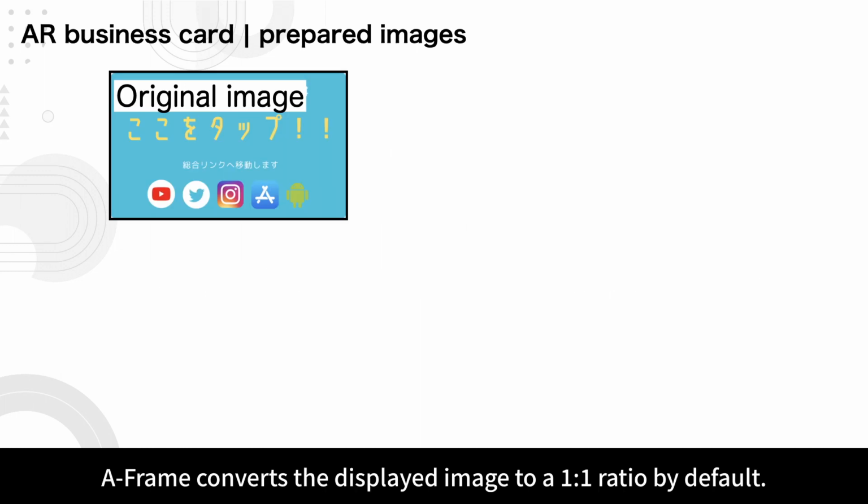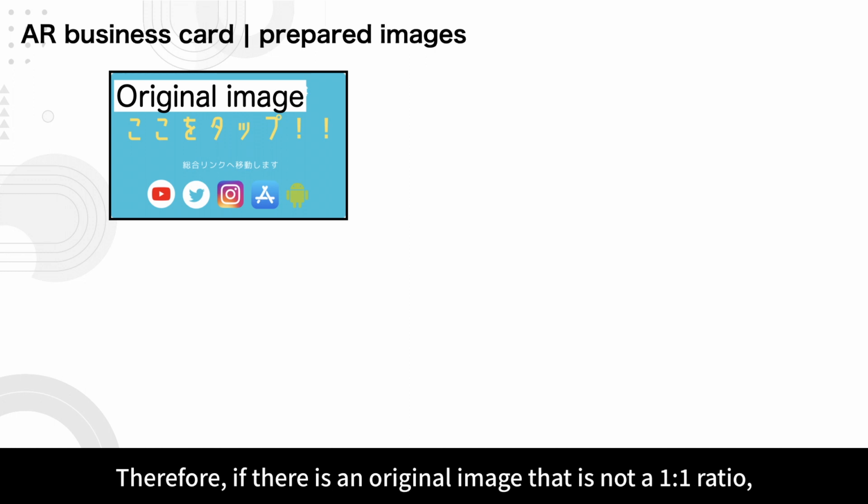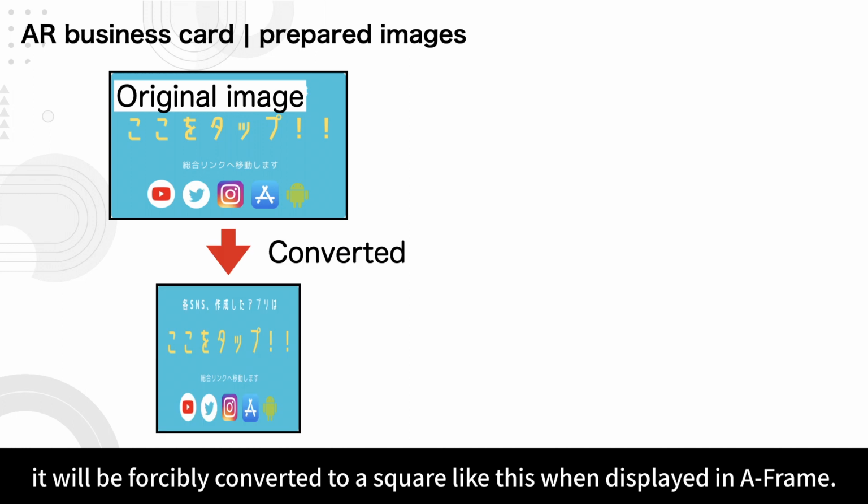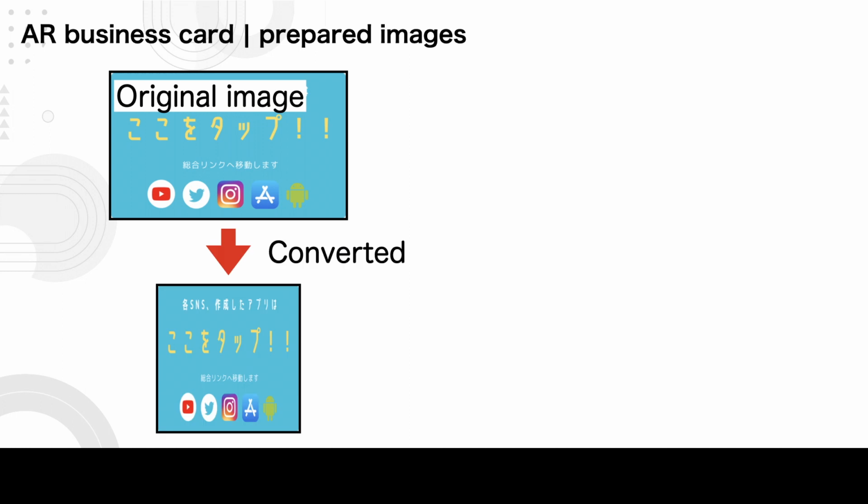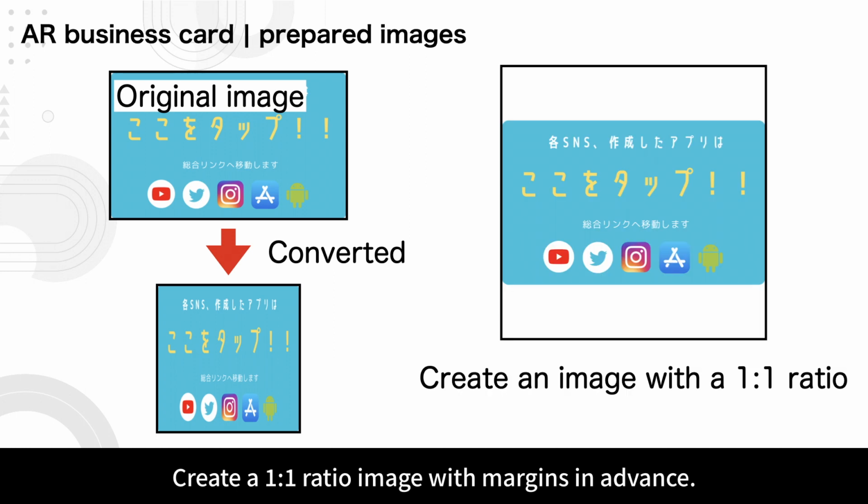A-Frame converts the displayed image to a 1:1 ratio by default. Therefore, if there is an original image that is not a 1:1 ratio, it will be forcibly converted to a square like this when displayed in A-Frame. Create a 1:1 ratio image with margins in advance.